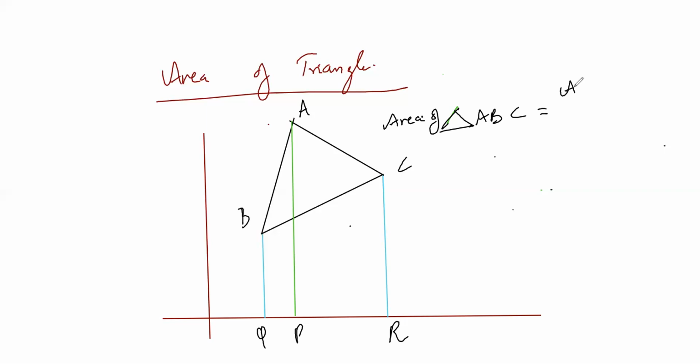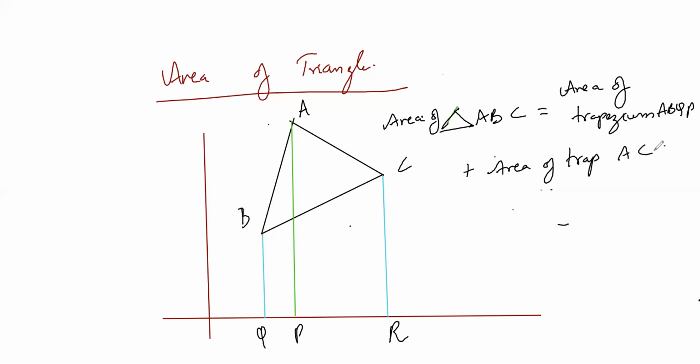So it will be area of trapezium ABQP plus area of trapezium ACRP minus area of trapezium BCRQ, to get the triangle ABC.